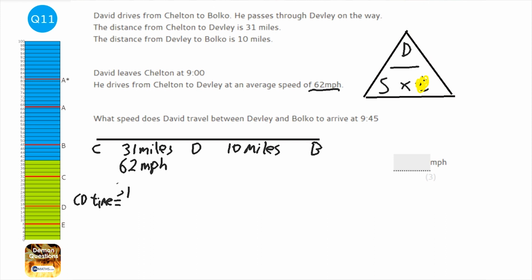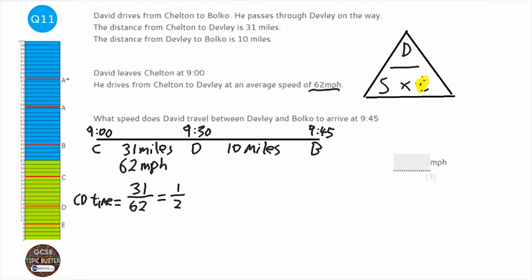Let's just get rid of that. It's going to be the distance, which is 31, divided by the speed. And 31 over 62, well, if I divide top and bottom by 31, that becomes a half, so it's half an hour. So we know if it's 9 o'clock here that he leaves Chiltern, he'll be at Devley at 9:30. Now the question says, how quick does he have to go to get there for 9:45?